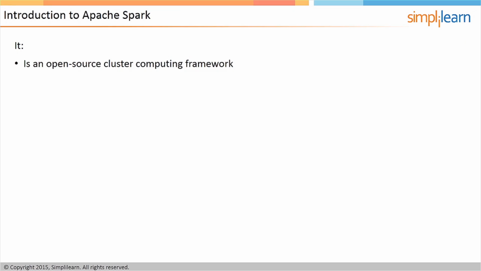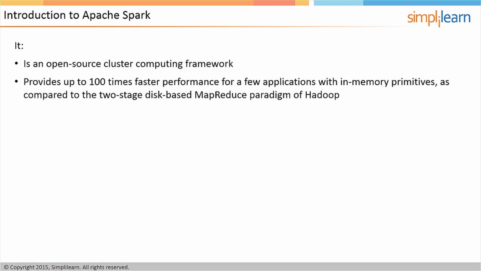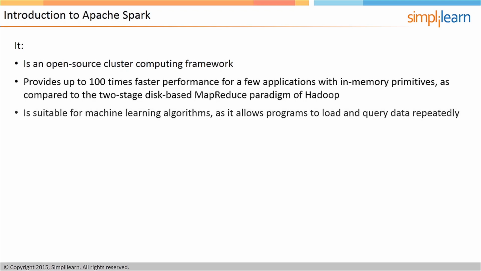Apache Spark is an open-source cluster computing framework that was initially developed at UC Berkeley in the AMP lab. As compared to the disk-based two-stage MapReduce of Hadoop, Spark provides up to 100 times faster performance for a few applications with in-memory primitives. This makes it suitable for machine learning algorithms, as it allows programs to load data into the memory of a cluster and query the data constantly.